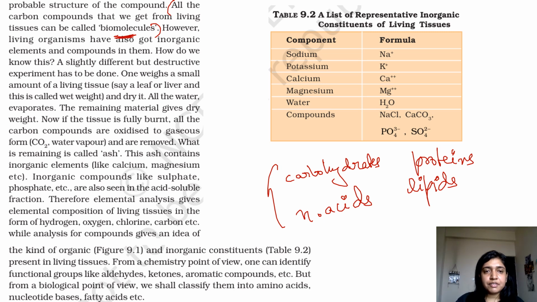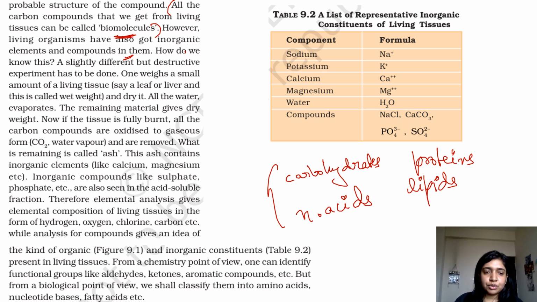However, living organisms have also got inorganic elements and compounds. For example, there are some metals that are required to function as prosthetic groups or as a part of your enzymes. For example, iron, zinc. So you also have inorganic elements. How do we know this? A slightly different but destructive experiment has to be done. Questions have not come from this experiment. If you want, you can go through this part.